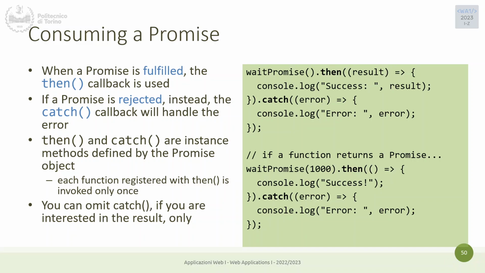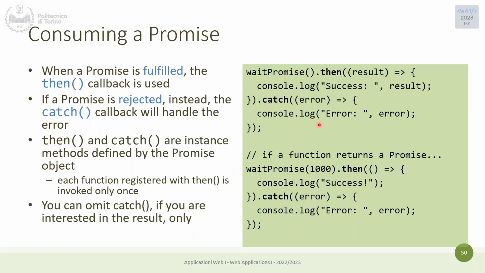This is the other part of code in which you are consuming this promise. So you will see this is the syntax that we are going to use. We invoke the method waitPromise, which is the one that I showed you a moment ago, and we concatenate the .then method that manages what you should do in case the promise is fulfilled. So we expect to have a result that, as I showed you in this case, is nothing. So for instance, this console.log prints success undefined because we did not return anything.